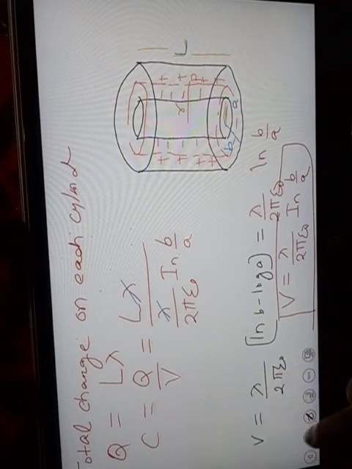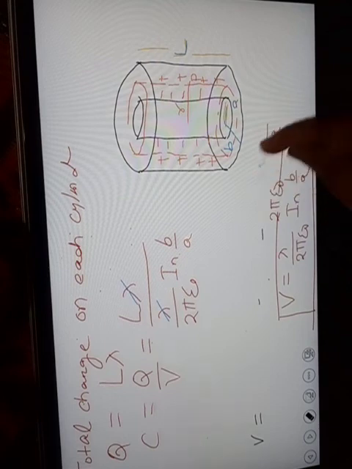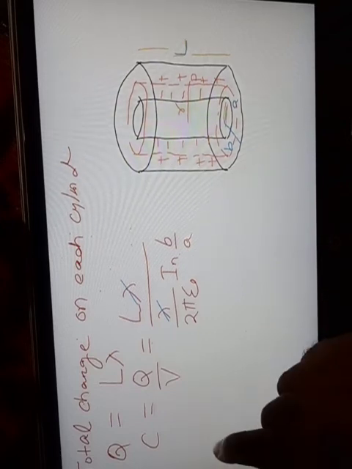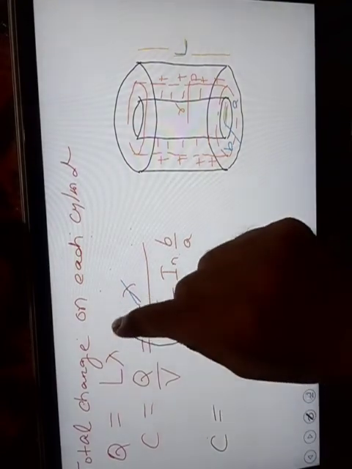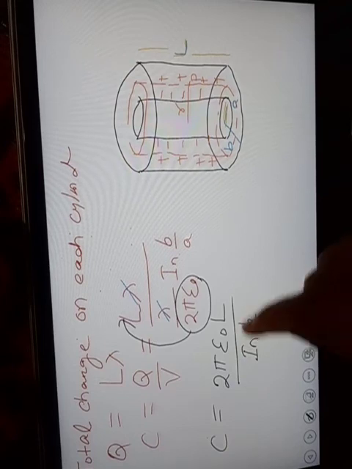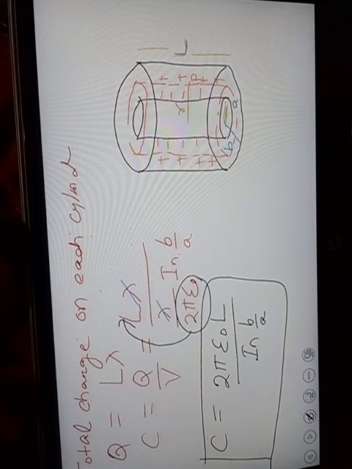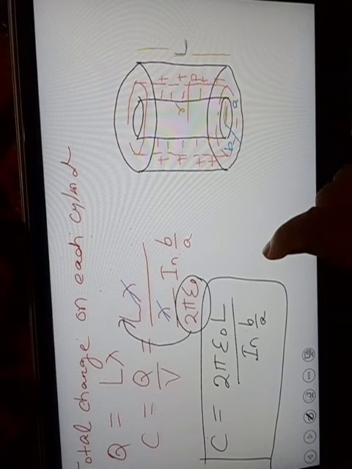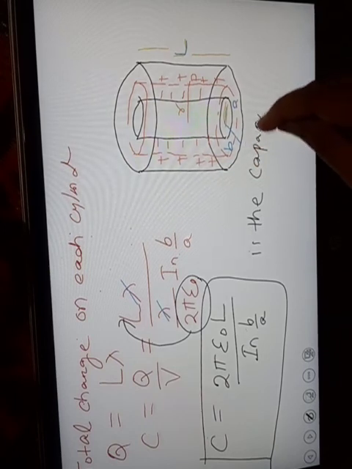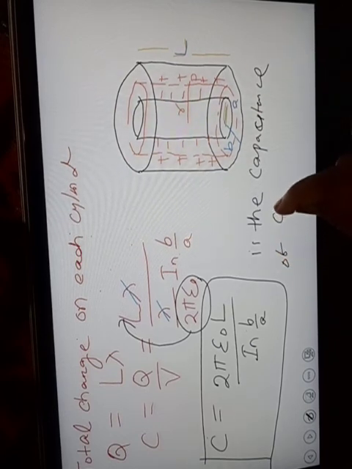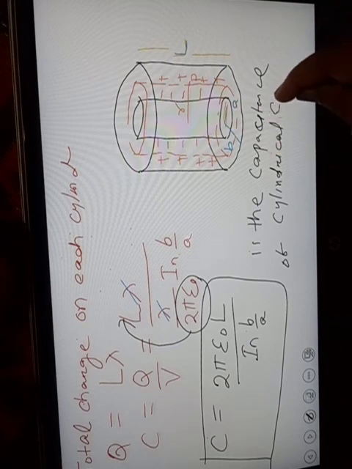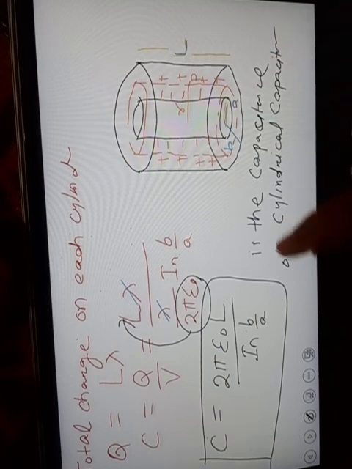Then we shall get the capacitance of the cylinder equal to 2 pi epsilon 0 times the length of the cylinder L divided by log B upon A, and this is the capacitance of the cylindrical capacitor.